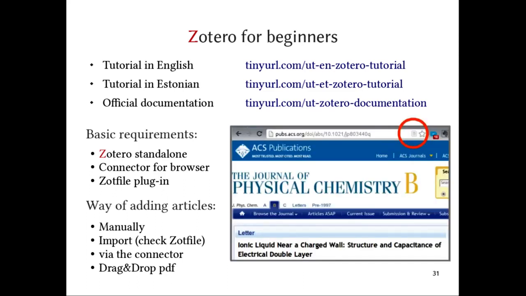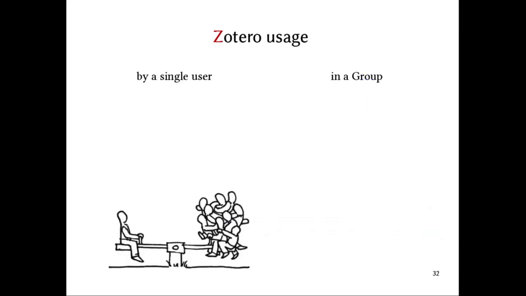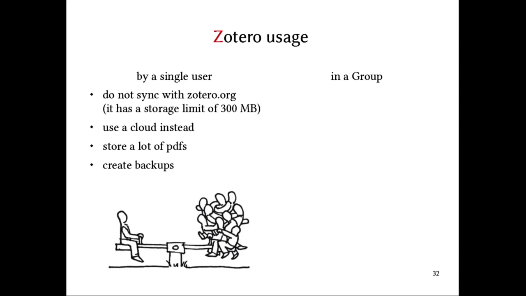And the connector, let me remind you, is always somewhere in the browser, somewhere on top, where you have all other plugins. Zotero usage could be by a single user or in a group. When you're a single user, you do not want to sync with Zotero. You don't have to pay anything at all, because Zotero has a storage limit of 300 megabytes, which is very few. It's probably less than 100 articles.